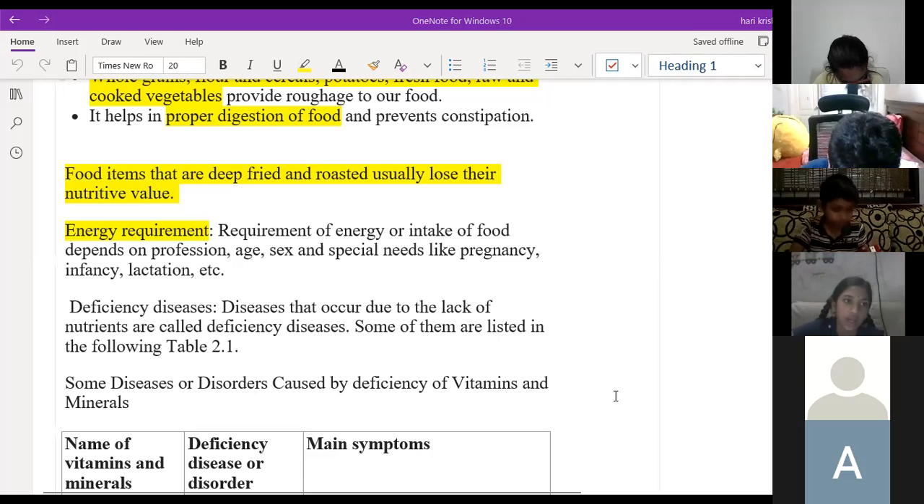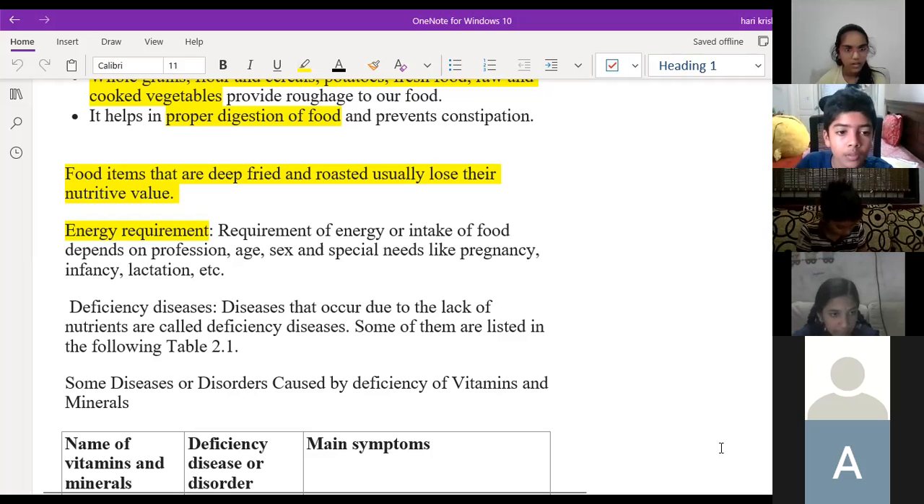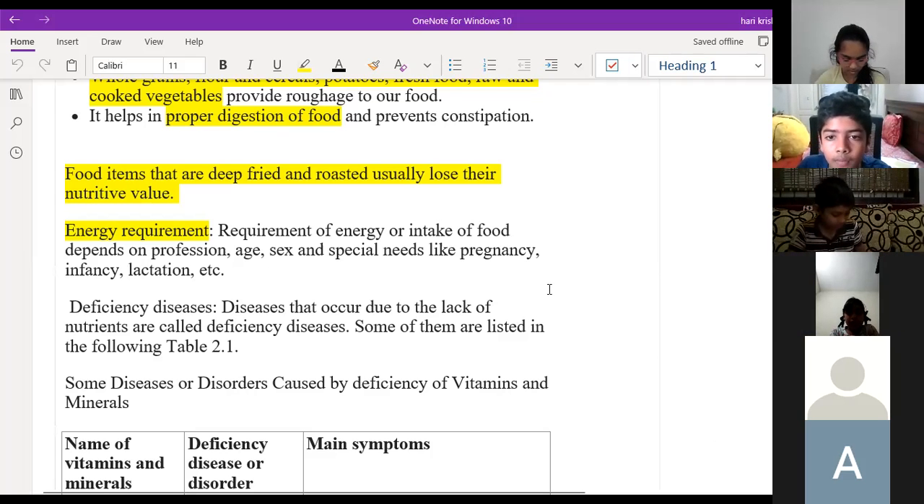Hello. Yes, sir. Can you hear us, sir? Yeah, I can hear you, but there was a power cut, so Wi-Fi problem. Okay, sir. Now, can you hear me? Yes, sir.